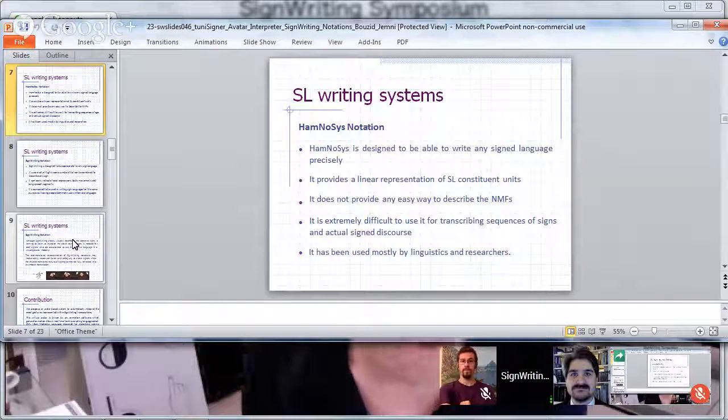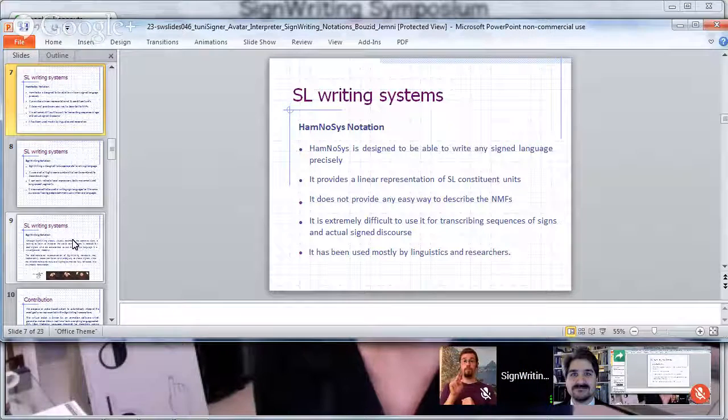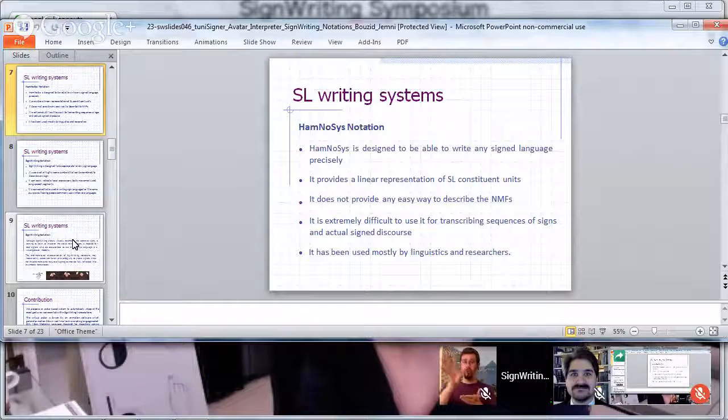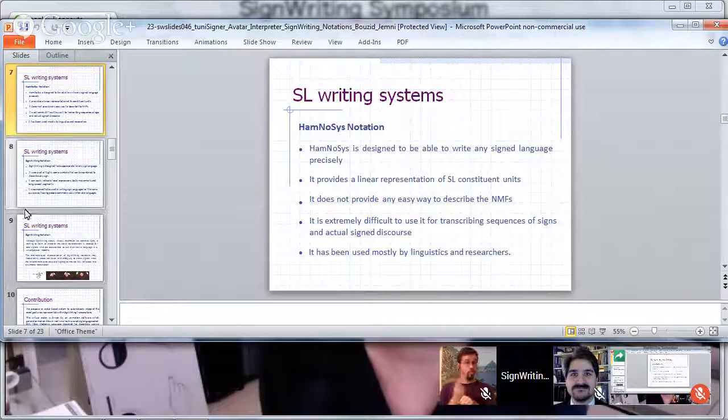Gnosis Notation is designed to be able to write any sign language precisely. It provides a linear representation of sign language constituent units. It does not provide an easy way to describe the NMFs, the non-manuals. It is extremely difficult to use it for transcribing sequences of signs and actual sign discourse. It has been used mostly by linguists and researchers.